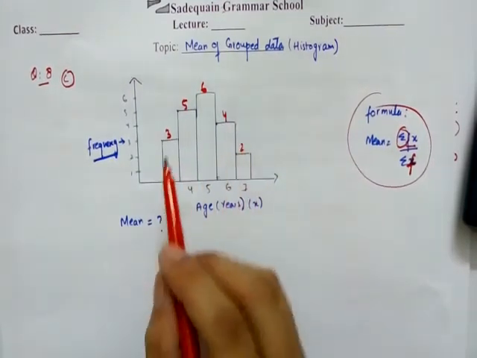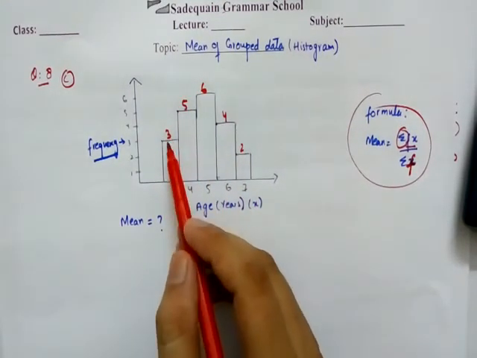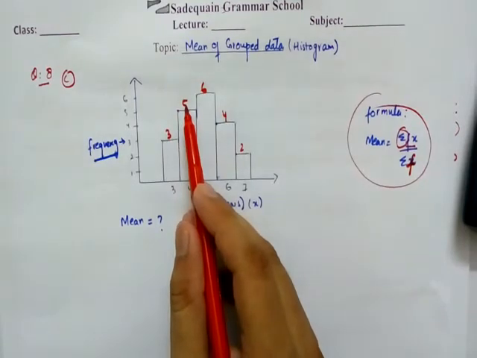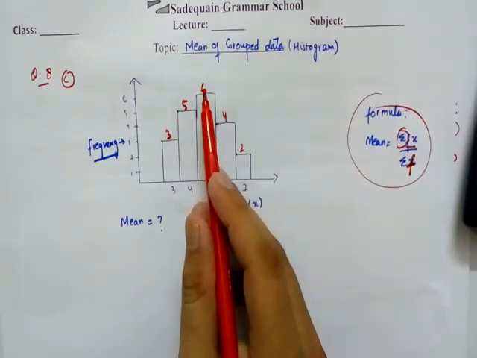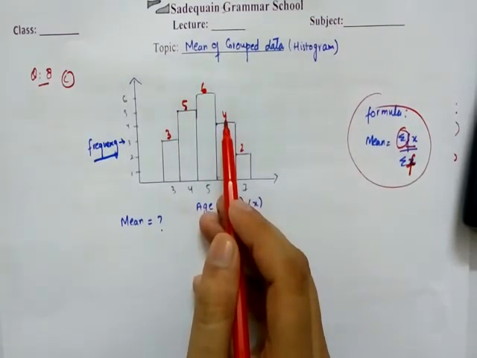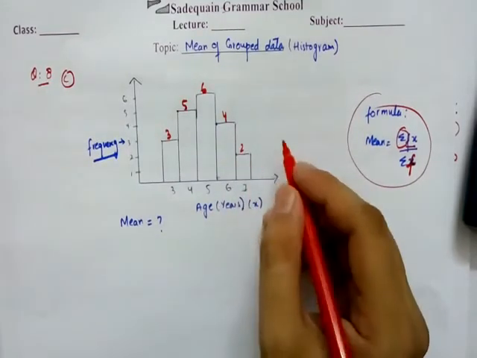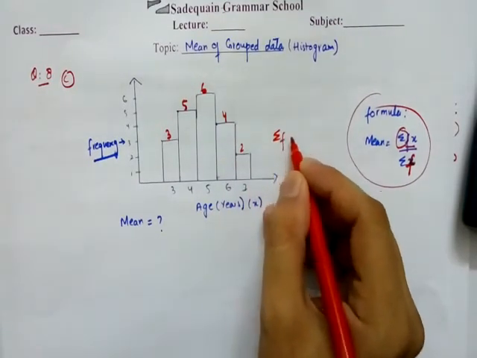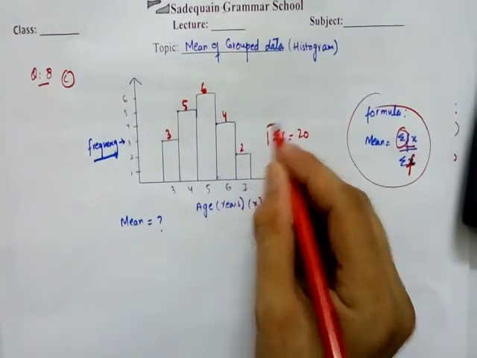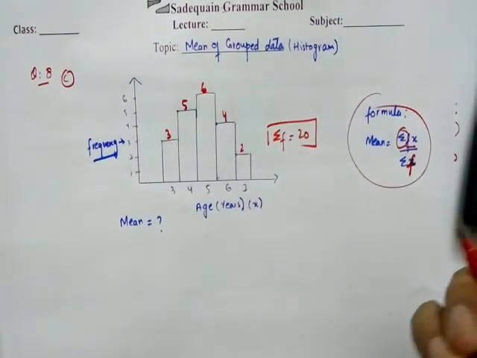So the total number of students, if you count all of them, 3 plus 5, 8, 8 plus 6, 14, 14 plus 4, 18, 18 plus 2, 20. So our summation f would be 20. So I have just extracted the total frequency from my data.